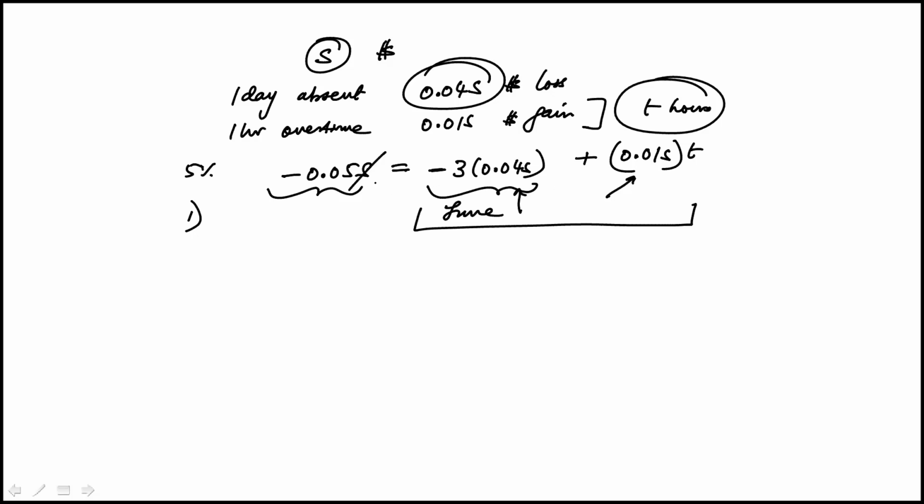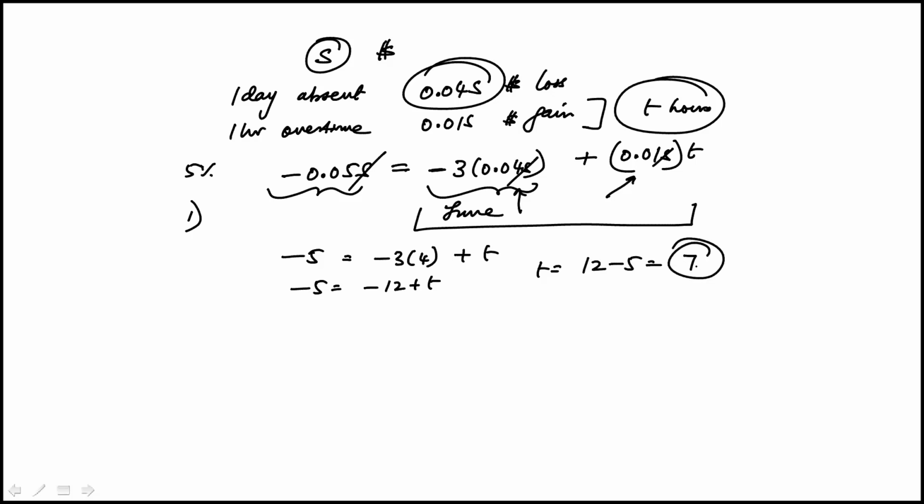You'll notice the S term drops out. You multiply both sides by 100, you will get minus 5 is minus 3 times 4 plus T. And T would be 12 minus 5 or 7. So he worked 7 hours overtime. So 1 alone is sufficient.